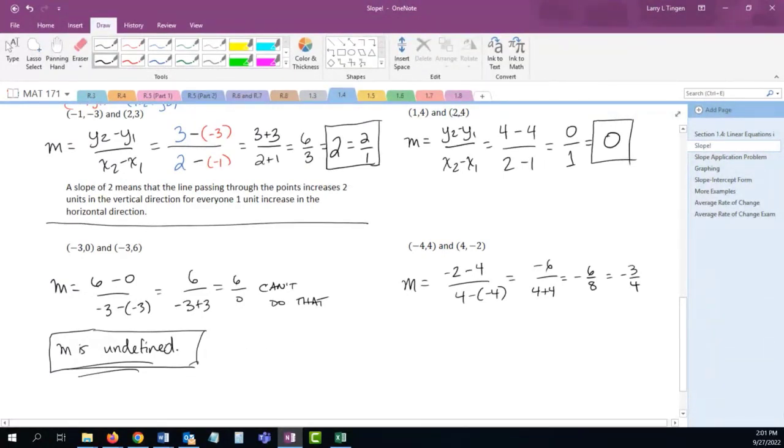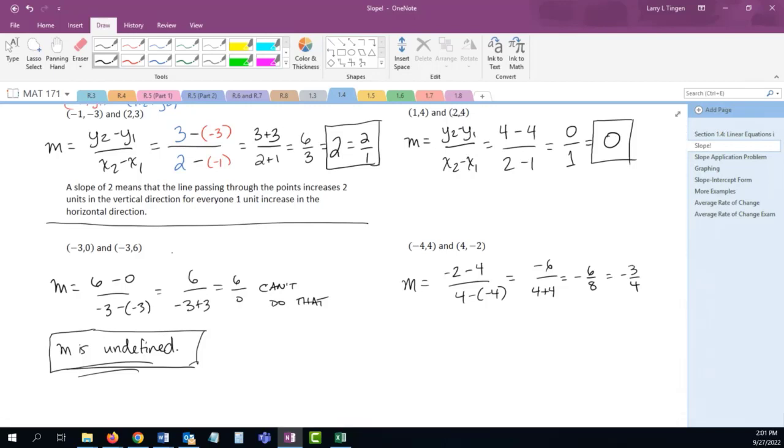So what does that mean? Well, graphically, take a look at these points. They share the same x value, right? So both these points are on the same line, x equals -3. x equals -3 is a vertical line.